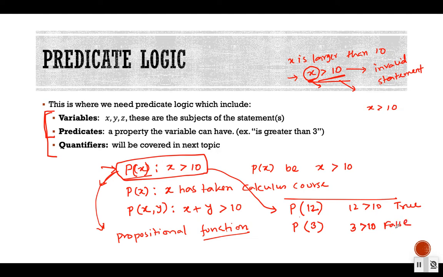So P of 3 is false. All right, now we can evaluate this statement. I mean, now it will become a statement when the variable has an explicit value.